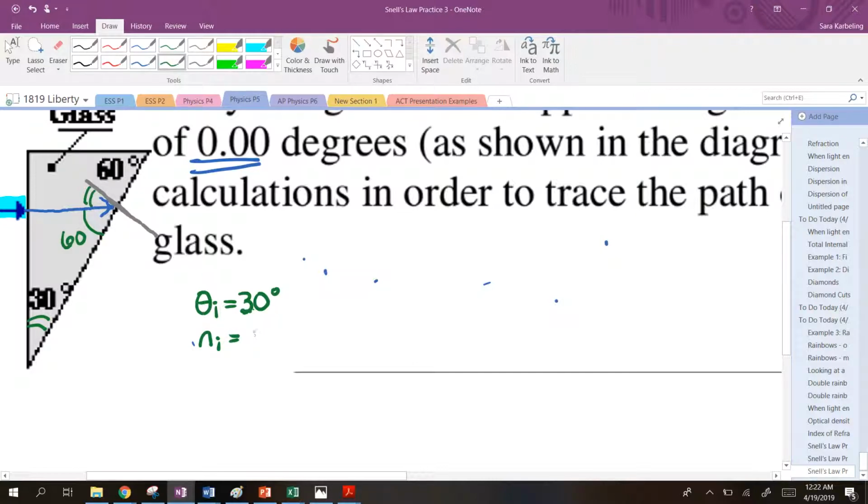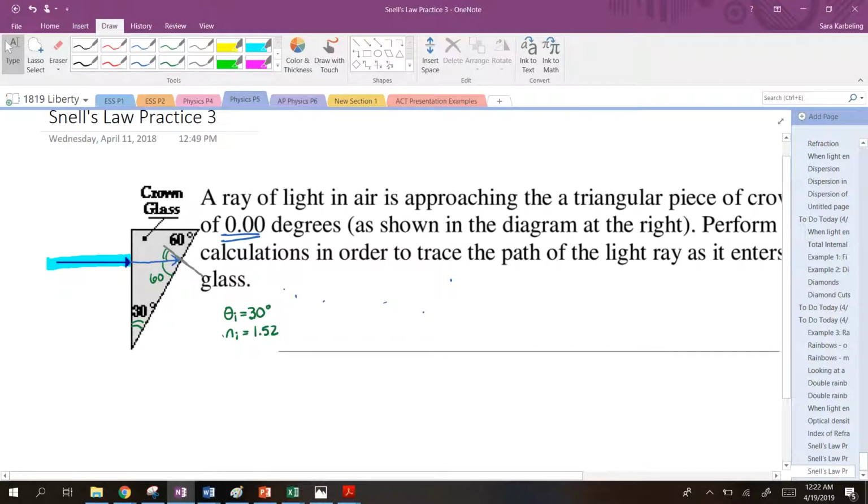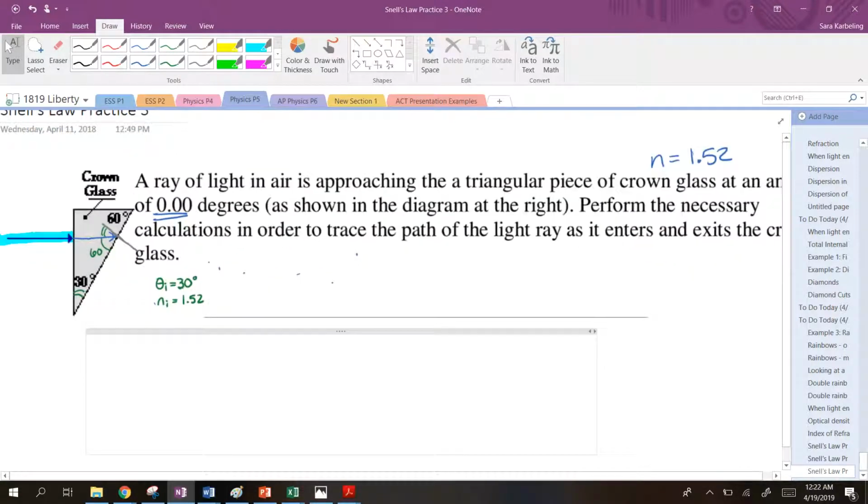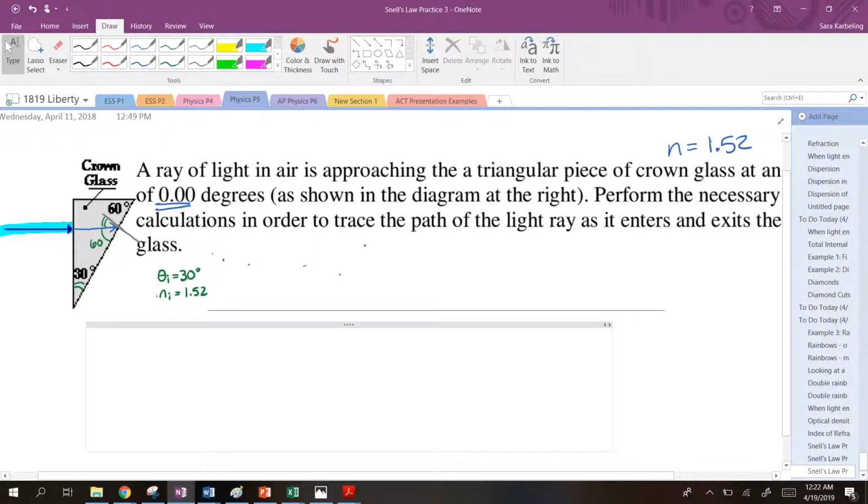Ni is going to be, what was it, 1.52, I think? Let's find out. There it is. So Ni is 1.52, theta I is 30 degrees, okay? Nr, we're going back into air. This is all air out here, so that's going to be 1.00, and we just need to find theta R. I think we can handle it. We've done it a bunch of times. Let's do it again.